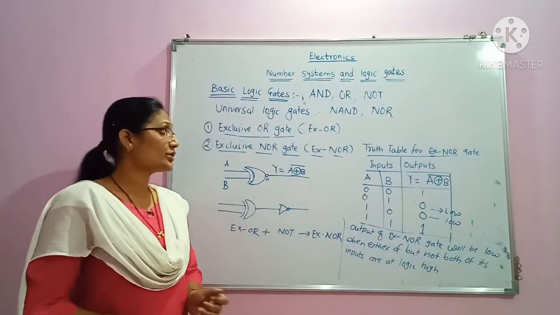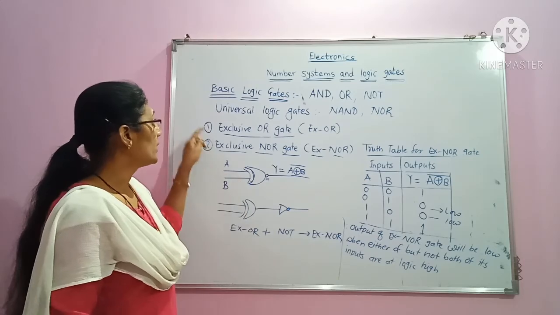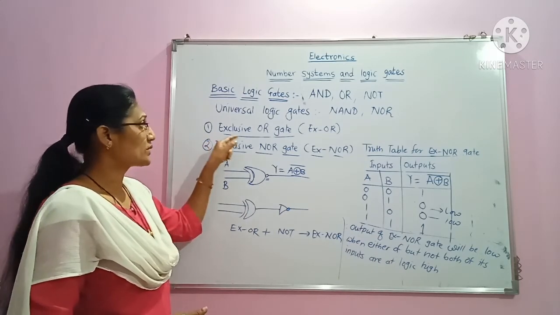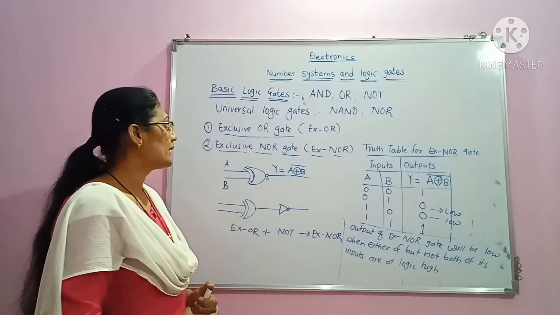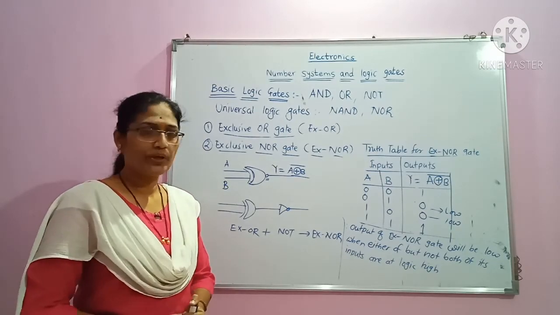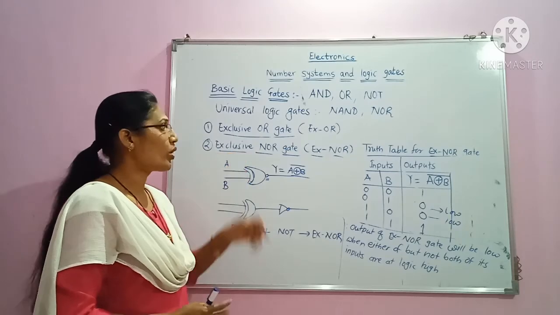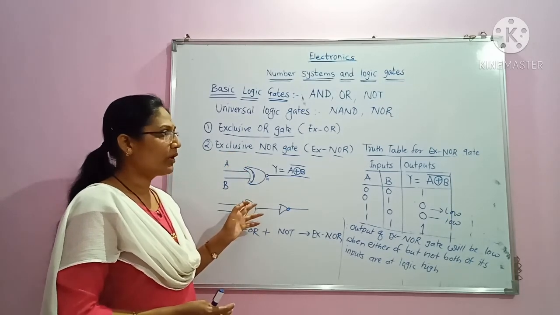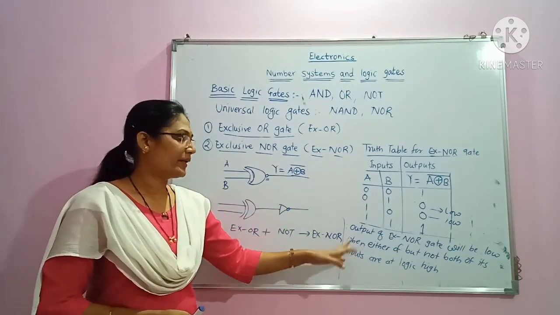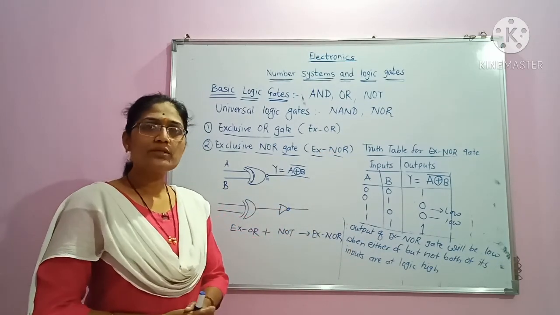Thus in today's lecture we have seen the gates such as exclusive OR gate, their symbol and truth table, and the conclusion drawn from the truth table, then exclusive NOR gate, then its symbol and its truth table, and the conclusion drawn from its truth table.